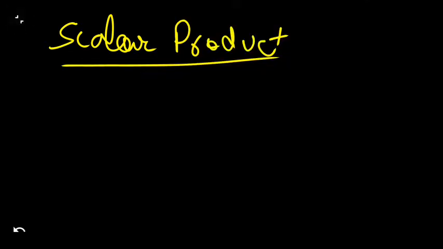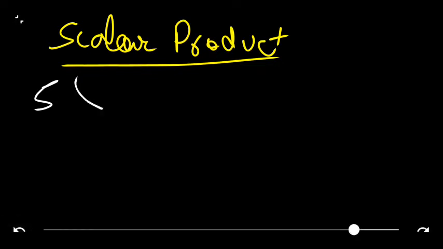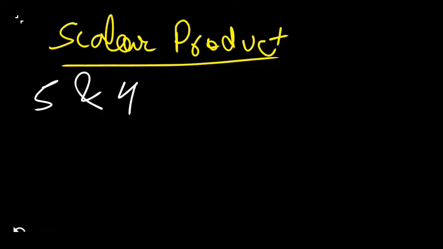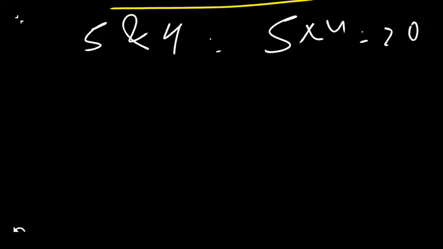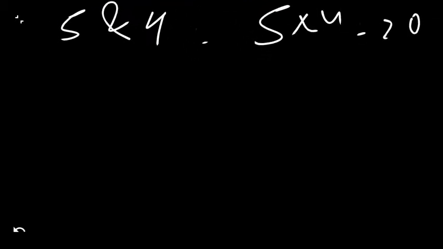So imagine if we have to multiply two numbers like 5 and 4. We can basically just multiply them by using 5 into 4 is equal to 20. But if we have to multiply vectors, it is a completely different case.